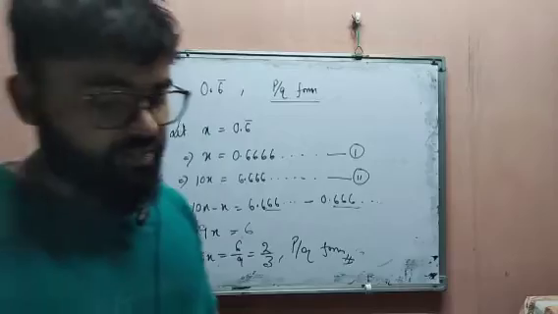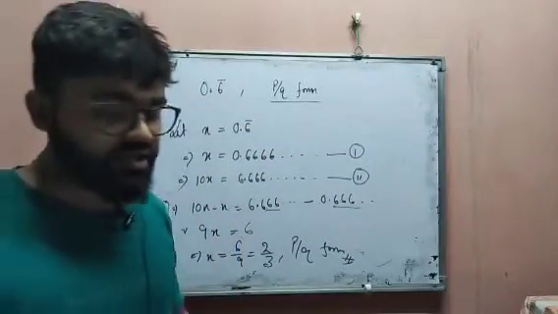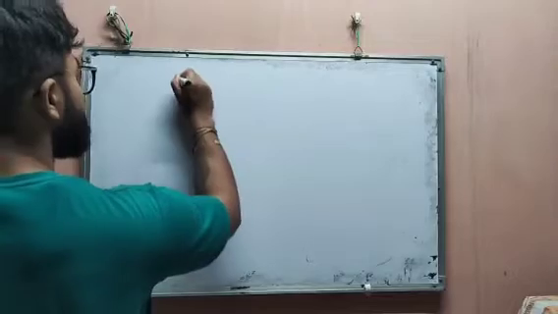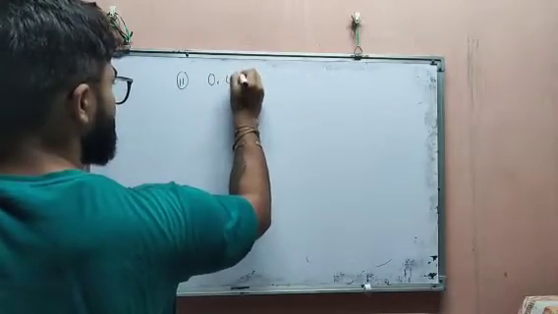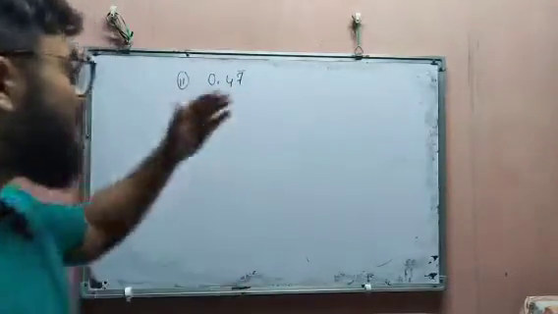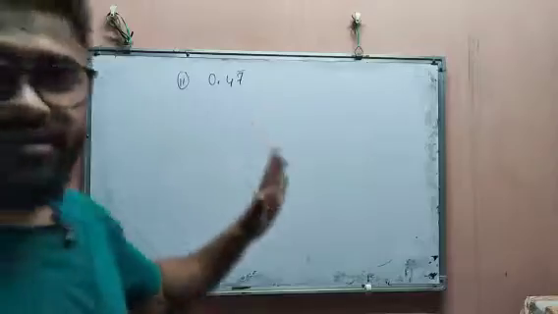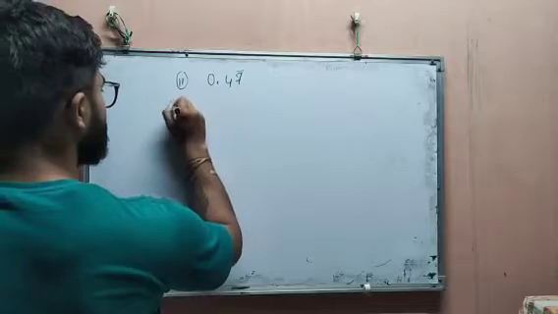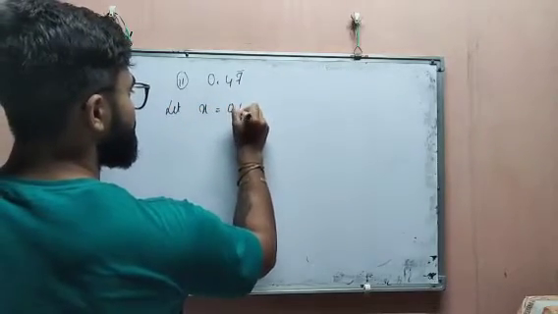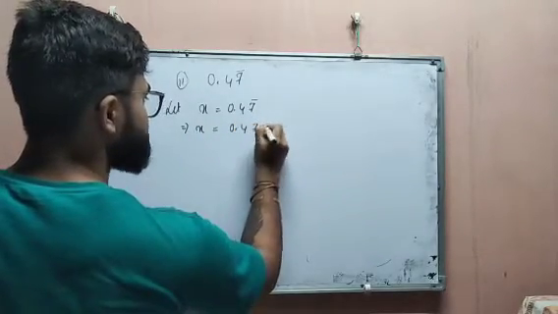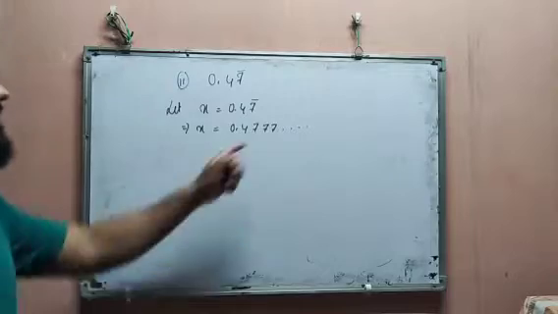Okay, but sometimes the number may not be given in this simple form. Suppose see here, what is given is 0.47 bar. We have to be careful here that the bar is given above 7, that is only 7 is repeated, not 4. So let x is equal to 0.47 bar, or you can write x is equal to 0.4777 dot dot.